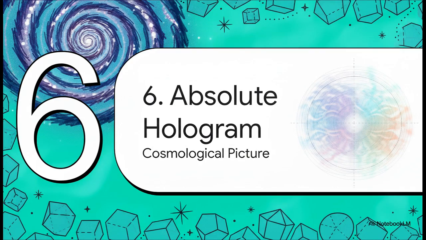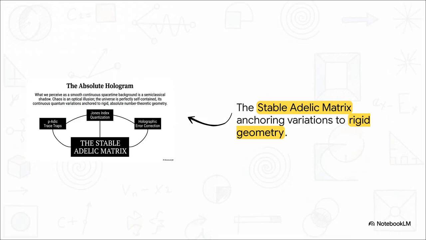Section 6. The absolute hologram. Ultimately, what does this all mean? It means that what we perceive as a smooth, continuous spacetime background is merely a semi-classical shadow. The true substrate of the universe is this stable Adelic matrix. When a quantum system gets highly entangled, it expands its information budget out of analog real numbers and uses discrete p-adic error-correcting codes. It is all anchored to rigid, absolute number-theoretic geometry.